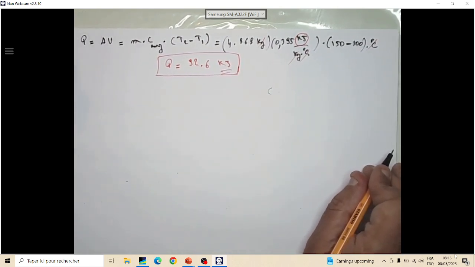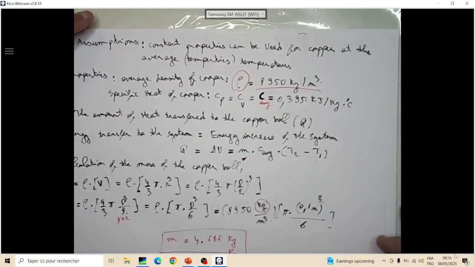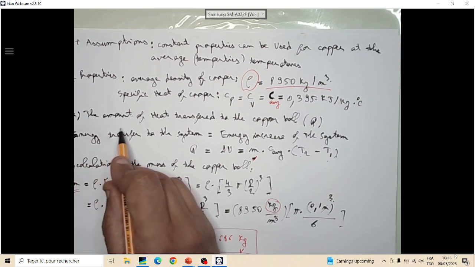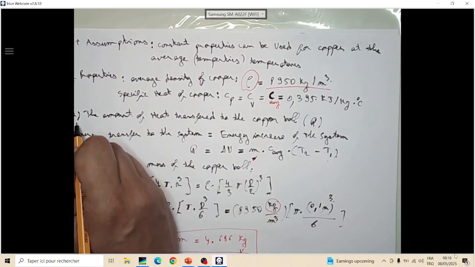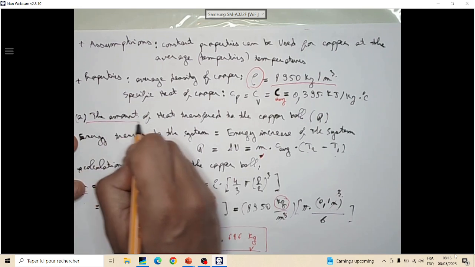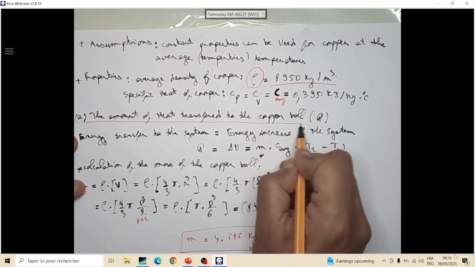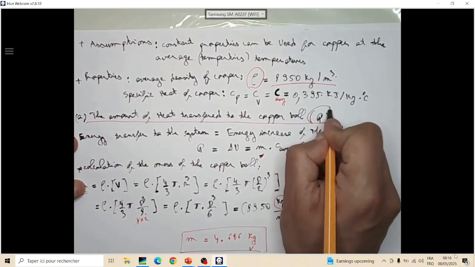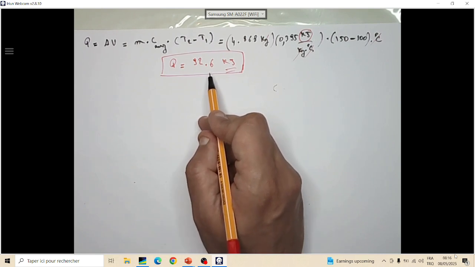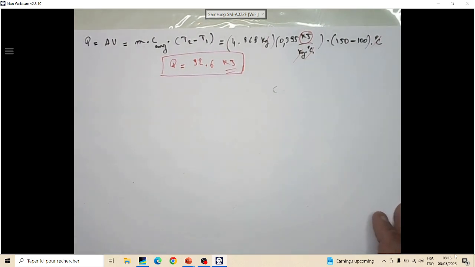So let's continue. Question A was the amount of heat transferred to the copper ball, Q. So we have calculated Q. We found that Q is equal to 92.6 kilojoule.